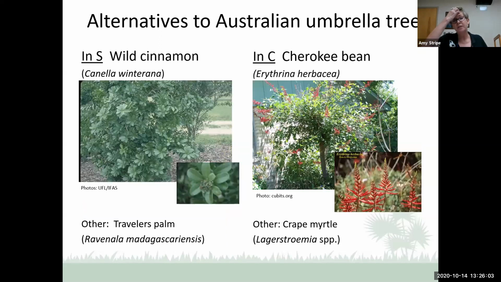Some alternatives: a native wild cinnamon, very underutilized, Canella winterana. It gets to a similar height, believe it or not, as the Schefflera, and it does have a leaf shape that kind of resembles it, although on a much smaller scale. Another non-native for South Florida would be the traveler's palm, Ravenala madagascariensis.